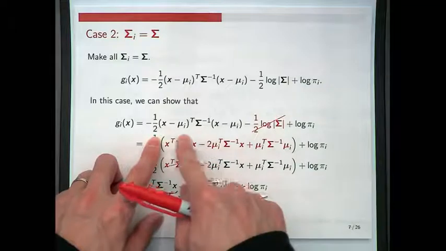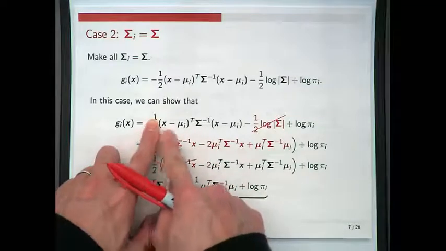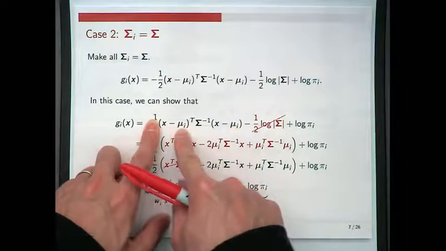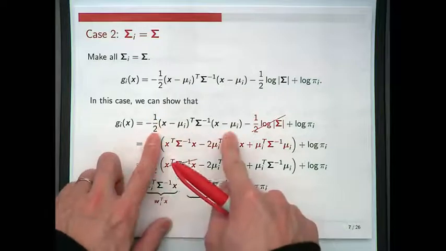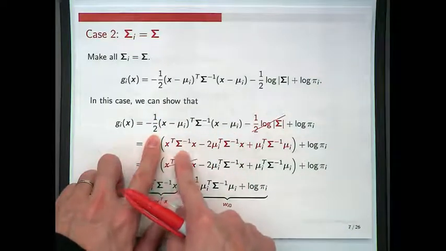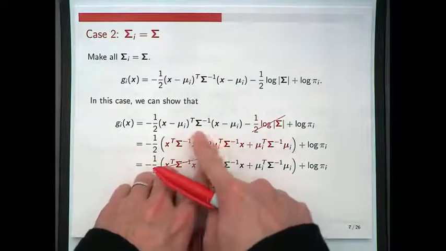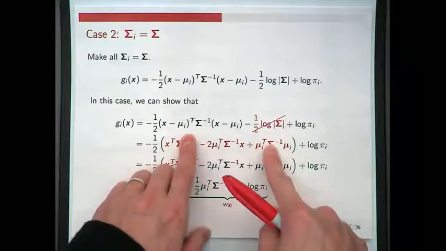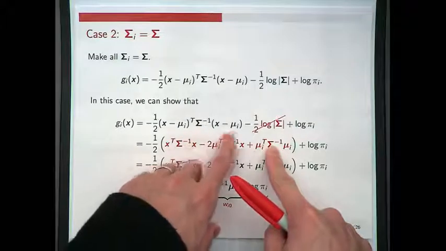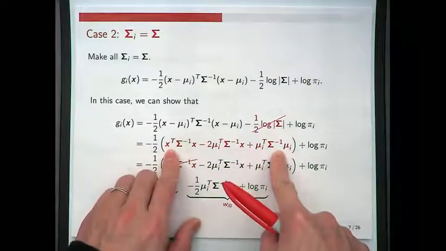And if you look at this term, you can see that this is a quadratic equation in x and in mu. You expand it out, you get x transpose sigma inverse x plus the cross terms, and you also have mu i transpose sigma inverse mu i. So you have 3 terms.